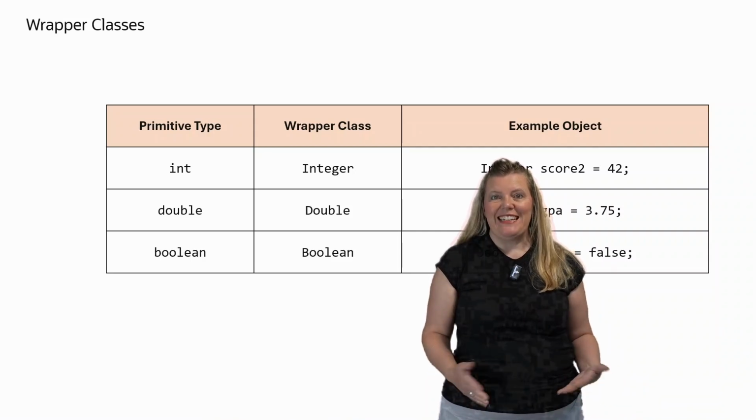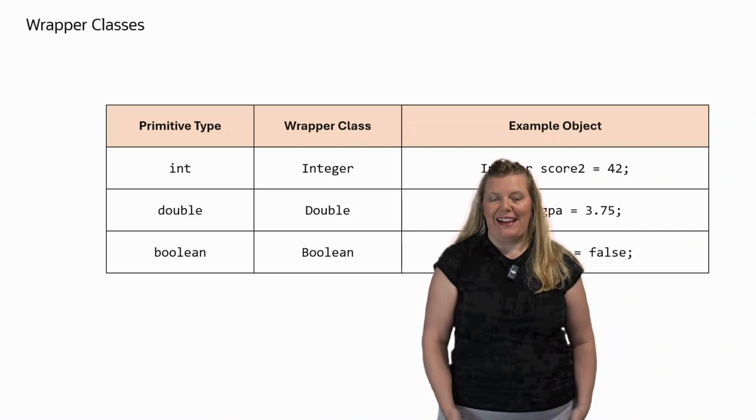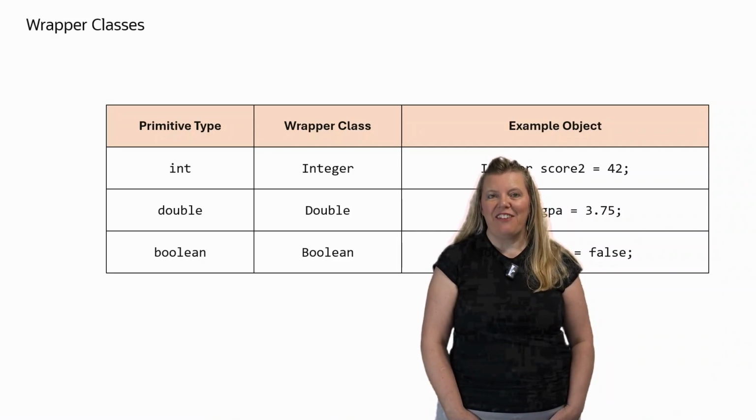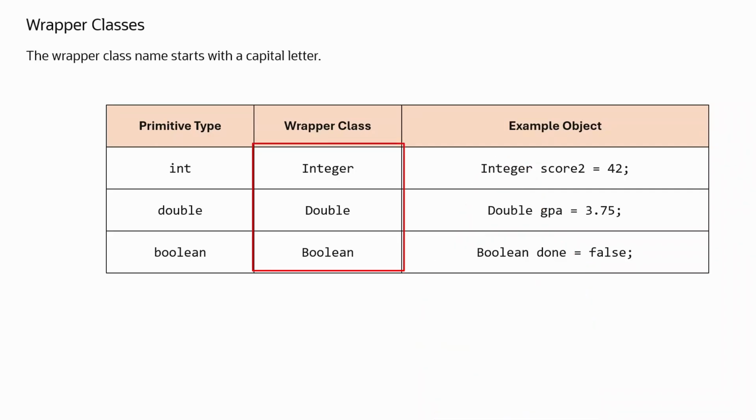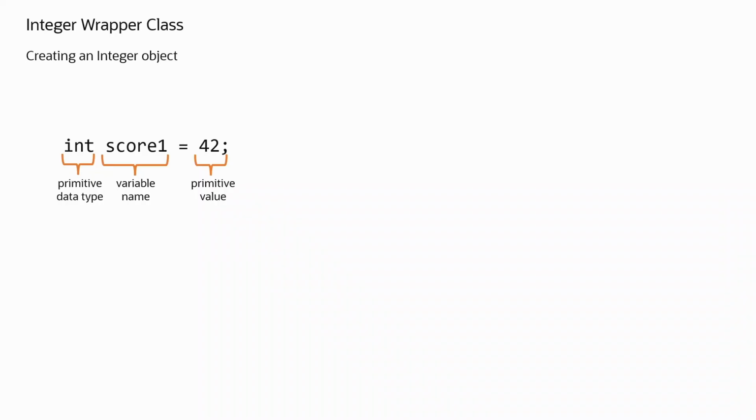Need to use reference data instead of primitives? Well, let's use wrapper classes. Come on, let's learn some Java. In this tutorial, we're going to focus on 3 wrapper classes: Integer, Double, and Boolean.